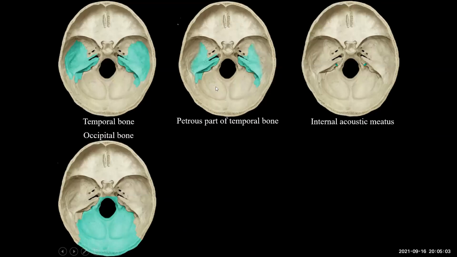All right, and so you've heard me mention this before. The petrous portion of the temporal bone sits right in here, and that's where your internal ear is going to be. The ear canal is going to be located here and here. So here you can see the temporal bone from the interior view, and then you can see the occipital bone here on the internal view.